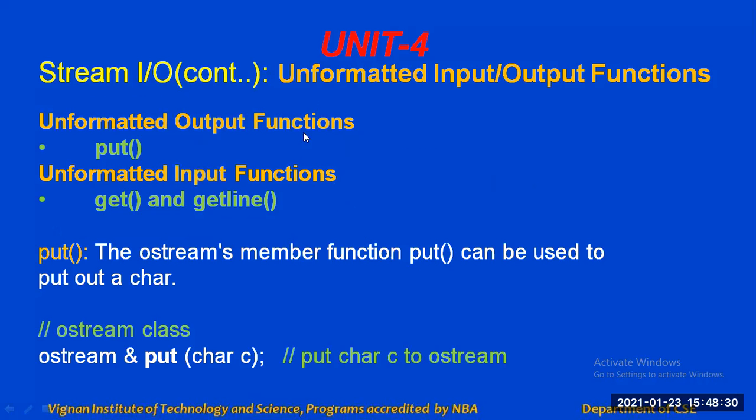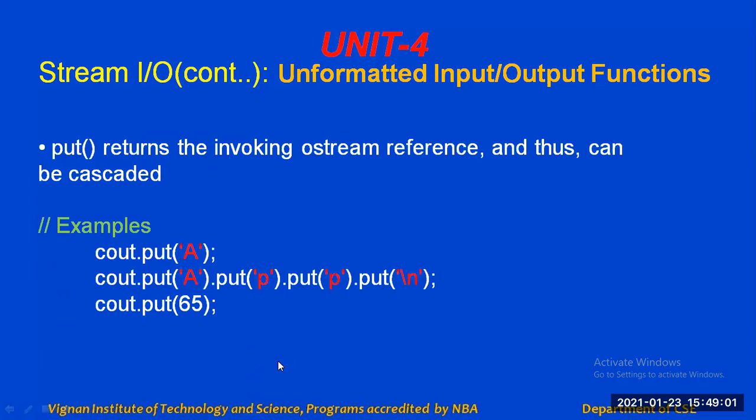Next topic is unformatted input and output functions. The unformatted output function is put, and the unformatted input functions are get and getline. The put function is a stream member function that can be used to put a character. The syntax of the put function is ostream& put(char c). The character which is to be printed onto the screen has to be passed as a parameter.